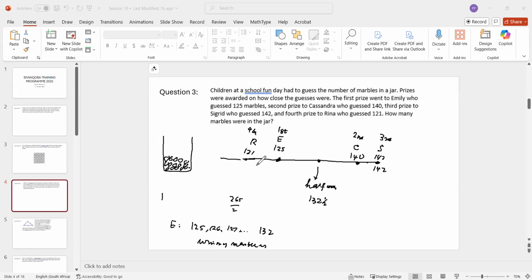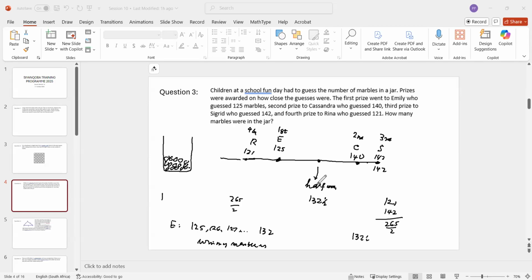So you got Rina is 121, and Sigrid or something like that, her name is, she's 142, and Sigrid was closer. So you got 265. Oh, you got 265 again. So it's 132 and a half, right? So Sigrid was third.